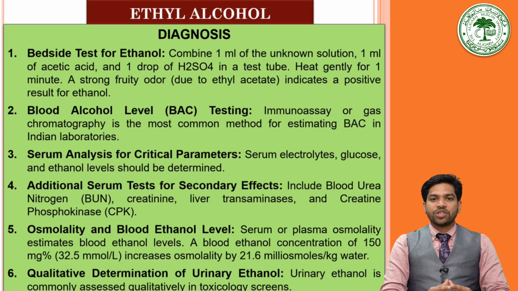To make the diagnosis of acute alcohol intoxication, combine 1 ml of the unknown solution, add 1 ml acetic acid and 1 drop H2SO4 in the test tube. Heat it gently for 1 minute. A strong fruity odor due to the ethyl acetate indicates the positive result of the ethyl alcohol. This is the bedside test for the alcohol poisoning.